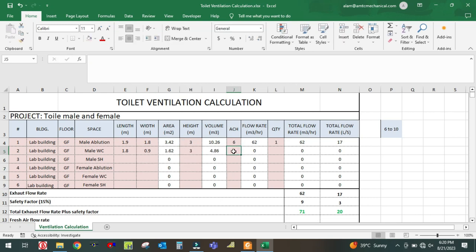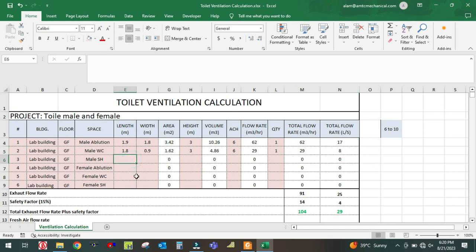Air changes per hour is 6 as per ASHRAE, and in the Middle East we are assuming 6 to 10 air changes per hour. Okay, and quantity is 1. So I'm getting here 29 cubic meter per hour. Okay, and in liter per second it is 8 liter per second.